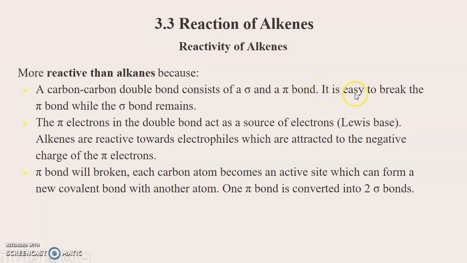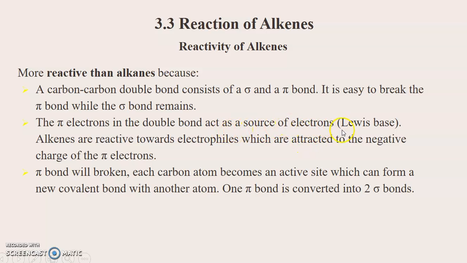Pi bond is easy to break compared to sigma bond. Means that pi bond is weaker compared to sigma bond. So that's why it is easy to break pi bond compared to sigma bond. Pi bond will break and sigma bond will remain. The pi electron in the pi bond or in the double bond acts as a source of electron.